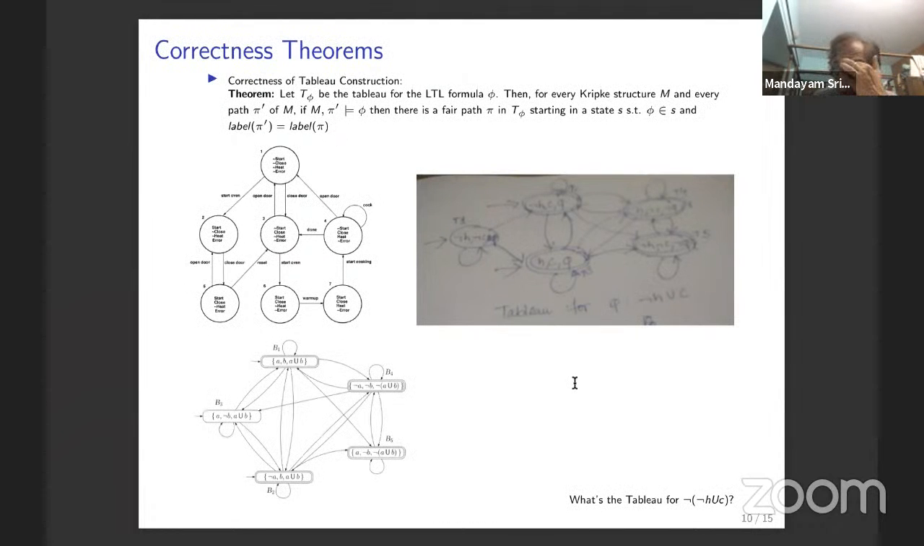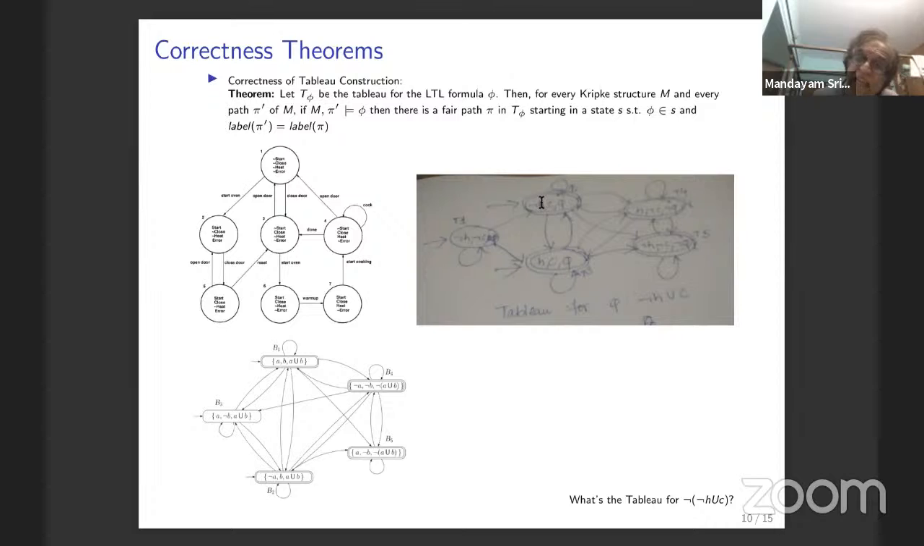What is the tableau for the negation of 5? See, once you construct the tableau, the states are the same. I call this a tableau for this property, not H until C, because I mark those states. The initial states of these things are the ones that contain the original formula for which you constructed the tableau.